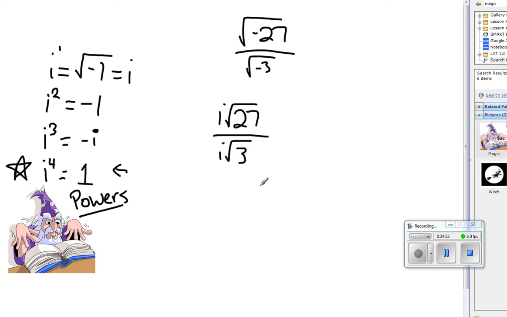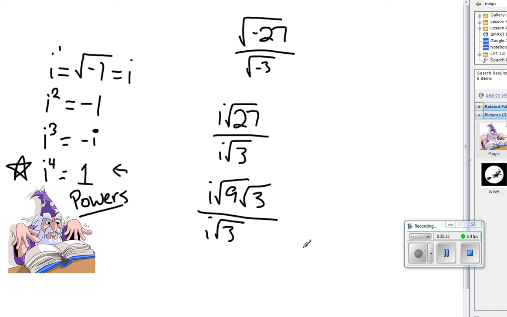Very good. Okay. Can we break down the square root of 27? Yes. By 3. And 3, 7, times some number which equals 27. It rhymes with line and brine and dine. 9. Very good, 9. Okay. So the square root of 9 times the square root of 3 all over i times the square root of 3.